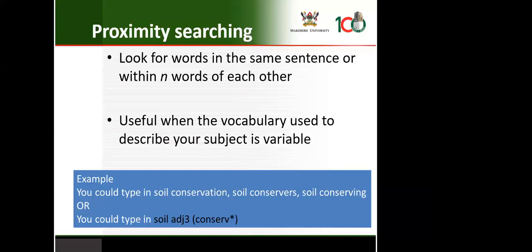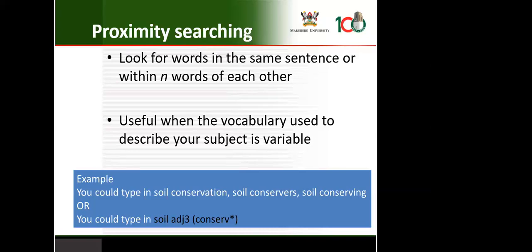The word soil should be in proximity with the word conservation for you to get studies on soil conservation. So you can say soil conservation, or soil under conservation, or soil and also conservation. You can put two or three words in between, but it will still give you what you want. ADJ means adjacent. If you put the word soil, then three words in the middle, and then conservation, it will still give you studies on soil conservation.